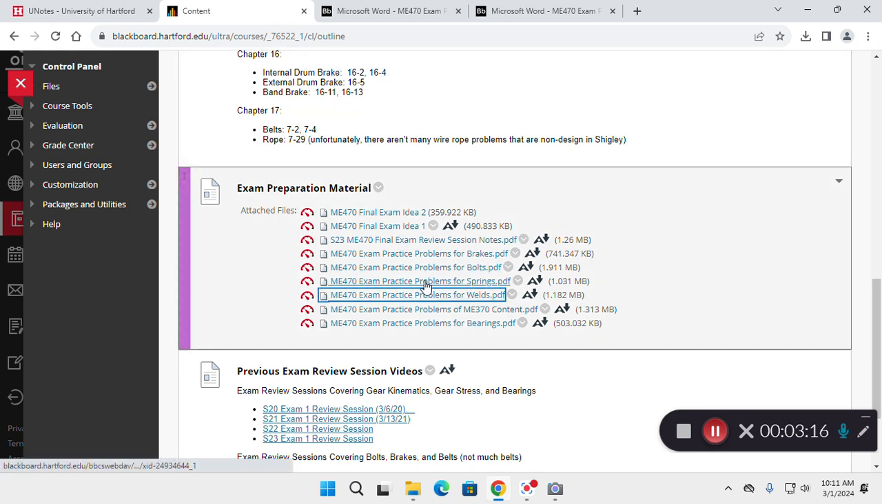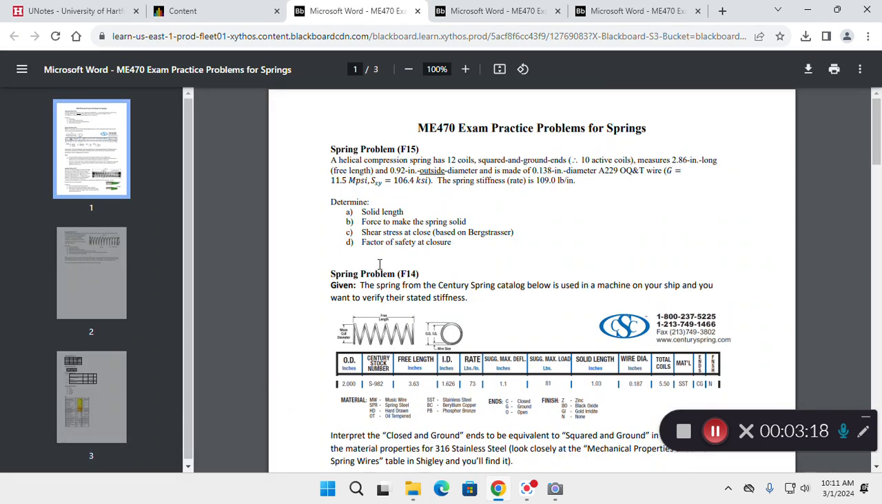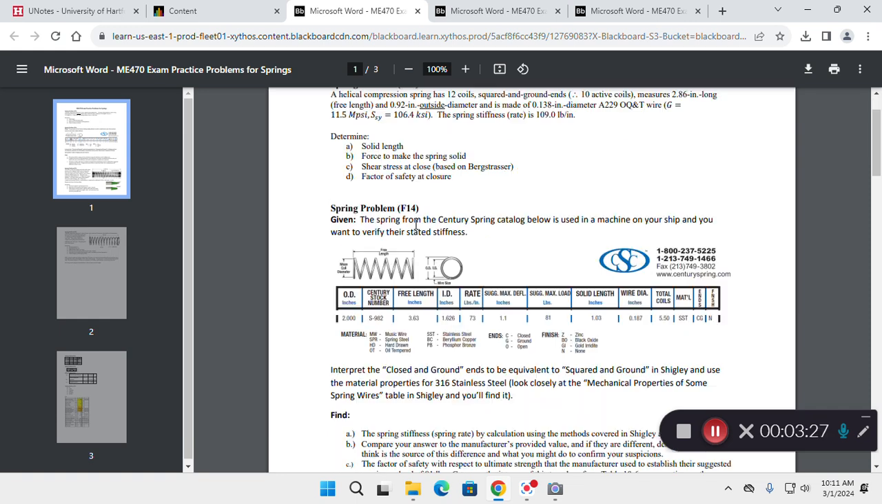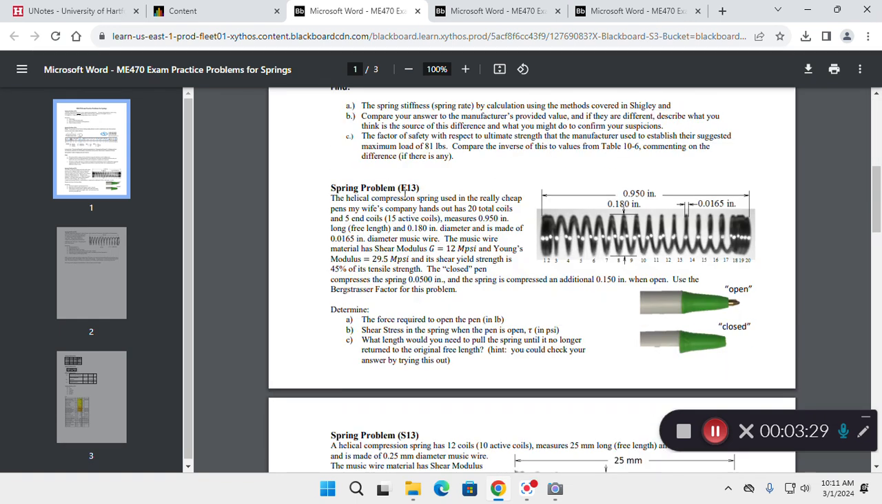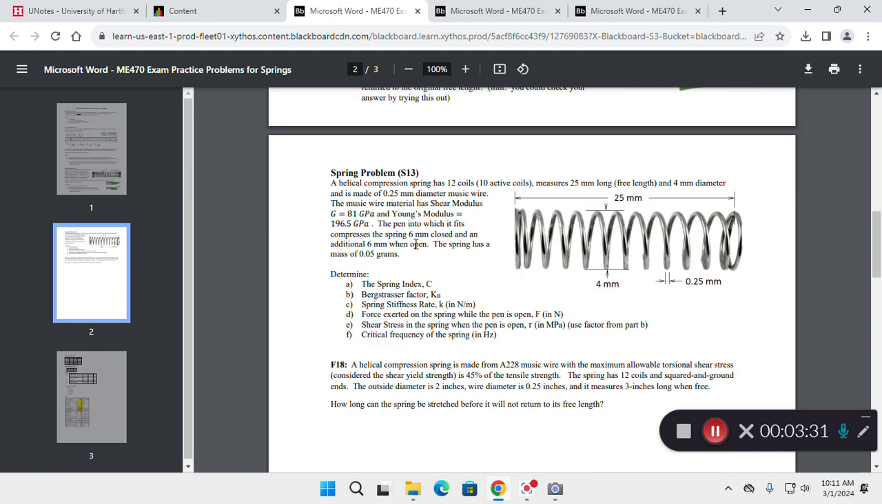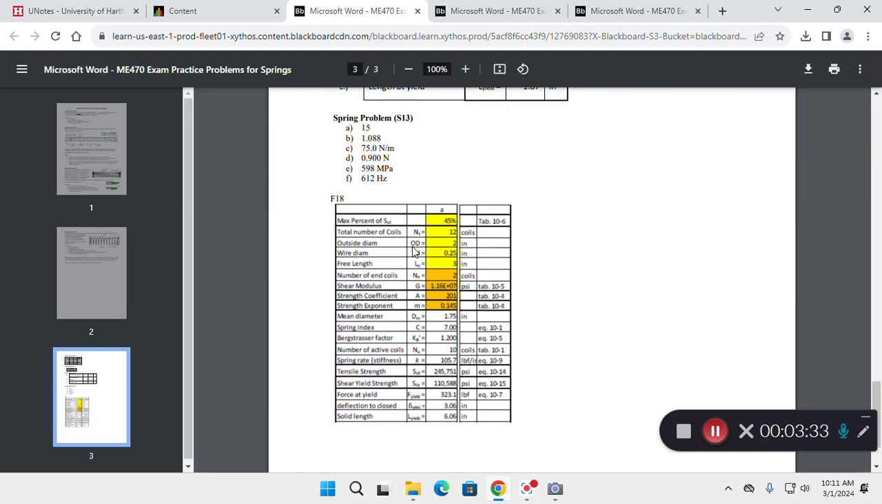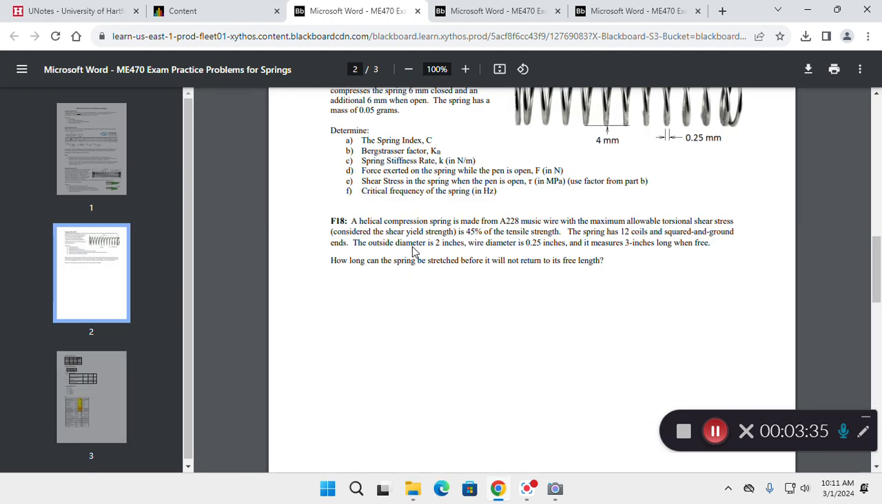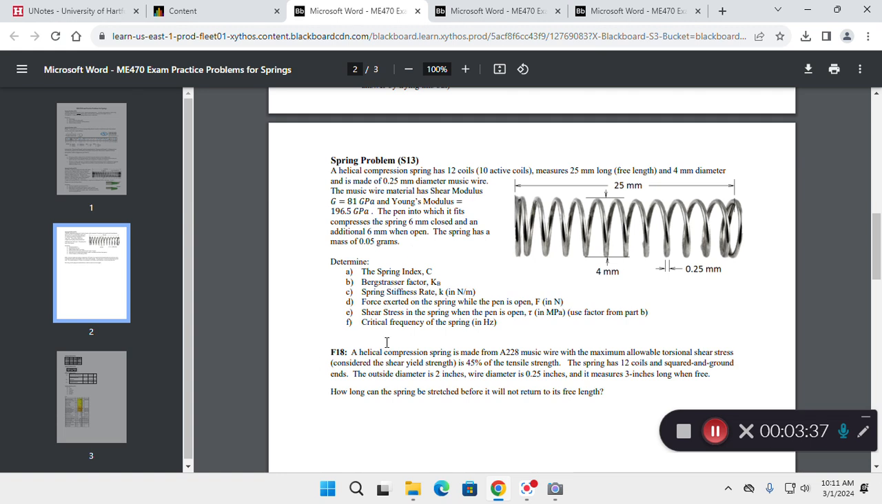So we have springs, which is something we've done recently, and here are old problems. Anything like F15 was back, F14 was back at the Coast Guard Academy, F13 and S13 is one out there. But also, did I not put any in there? I thought I put a spring. Oh, here it is, just one question. I added one back in there that was a more recent one.